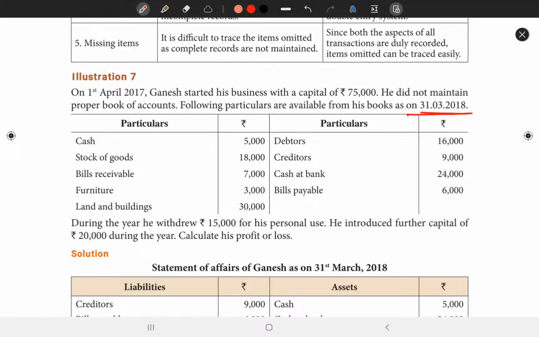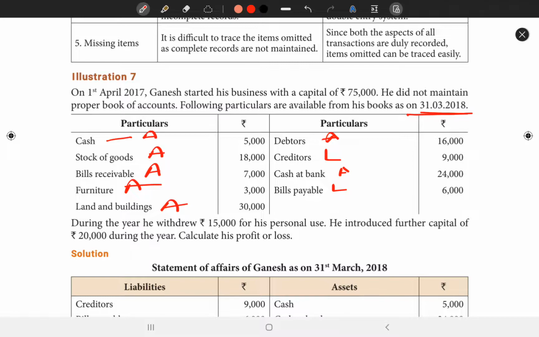assets and liabilities. Cash is an asset, stock of goods is an asset, bills receivable is an asset, furniture, land are assets, debtors are assets, creditors are liabilities, bank is an asset, payables are liabilities. Okay, these are the things we know.